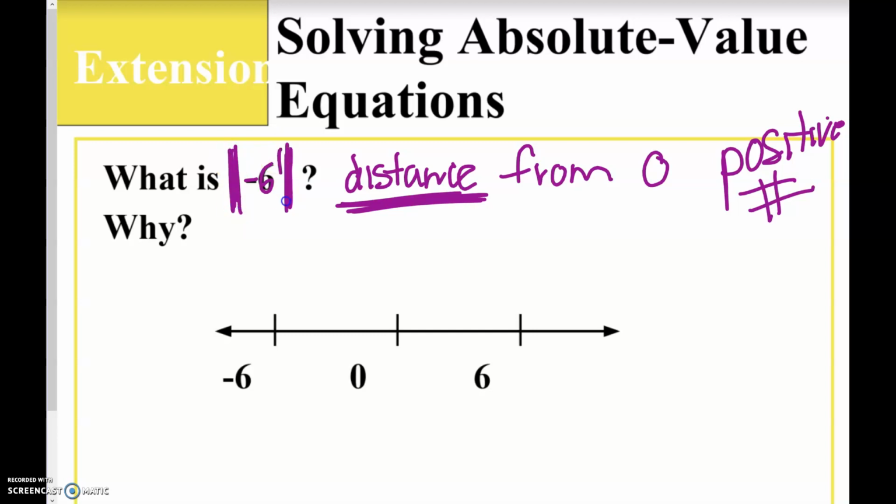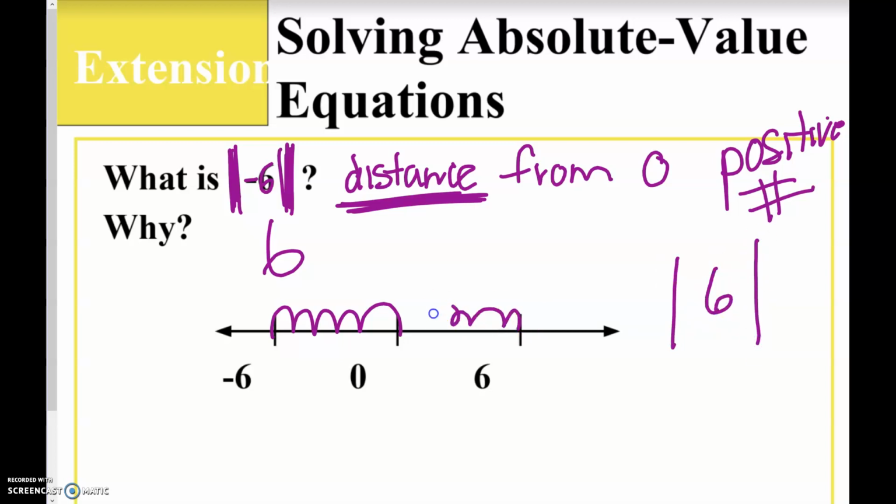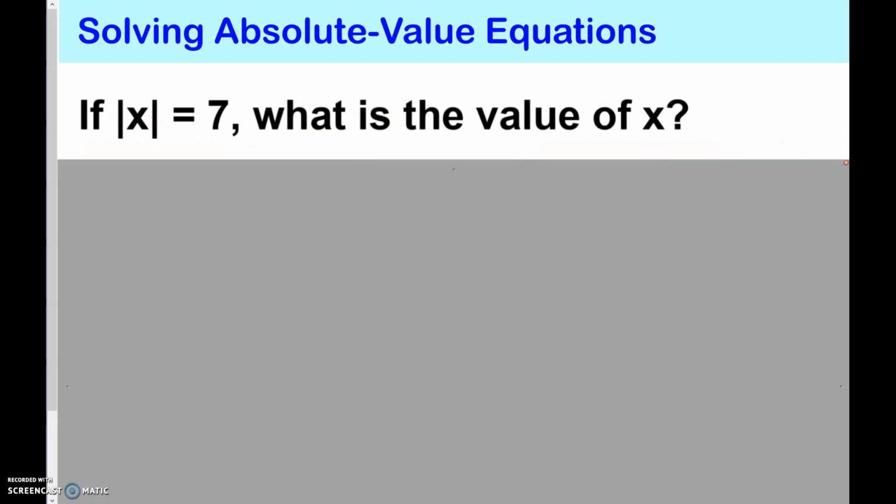So the absolute value of -6, how many paces or steps away from 0 is it? It is 6. So if you take the absolute value of a +6, that's still 1, 2, 3, 4, 5, 6 steps away from 0. So whether you're talking about the absolute value of a -6 or the absolute value of a +6, the answer is 6. So now what happens when we put an x in there?